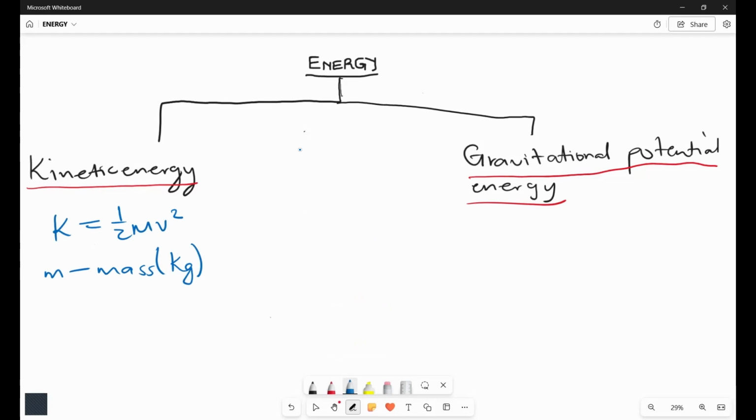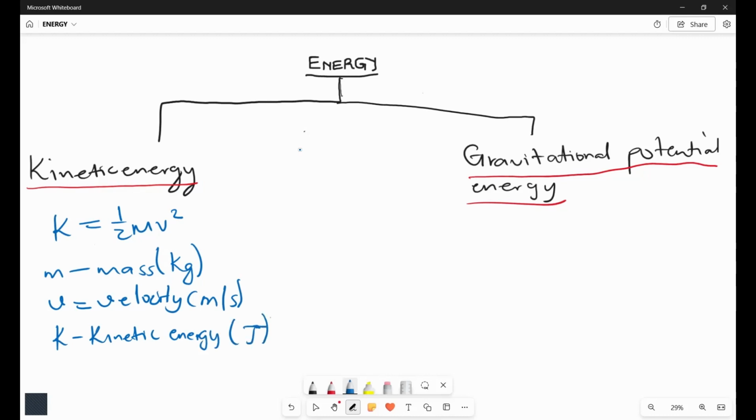Then we also have what in our formula here? V. V is our velocity. Remember, velocity is measured in meters per second. Then K is our kinetic energy. Remember, any form of energy is measured in what? In joules. Again, yes.